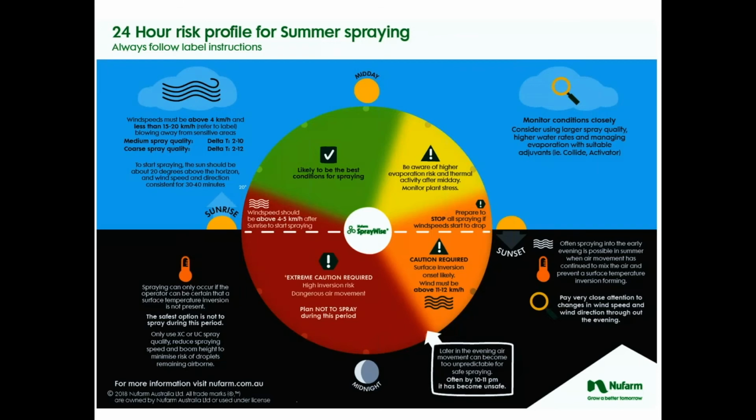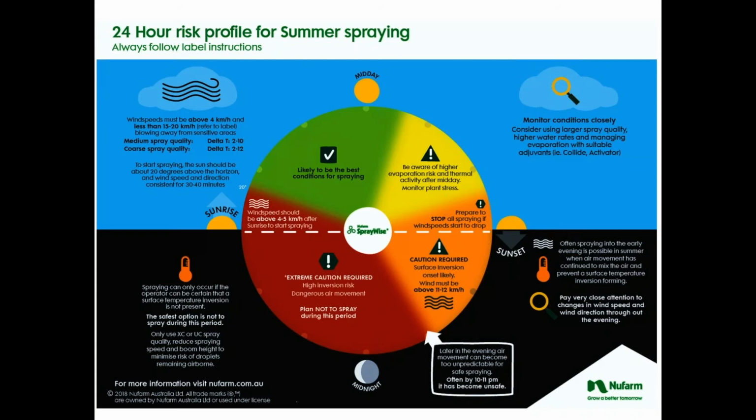This is what I simply call the spray clock from New Farm, which is the 24-hour risk profile for summer spraying, and that puts into a really neat diagram for us those risks that I was talking about, that inversion. So if we start on the left-hand side where the sunrise is, the wind speed has got to get up to that 4 to 5 kilometres an hour after sunrise, and that happens once we get enough heat in the ground, that sun gets up a bit, and usually that's about 20 degrees above the horizon. So when the sun rises up a little bit, we'll start to get that heat, we'll start to get that turbulence. That's when it becomes good for spraying.